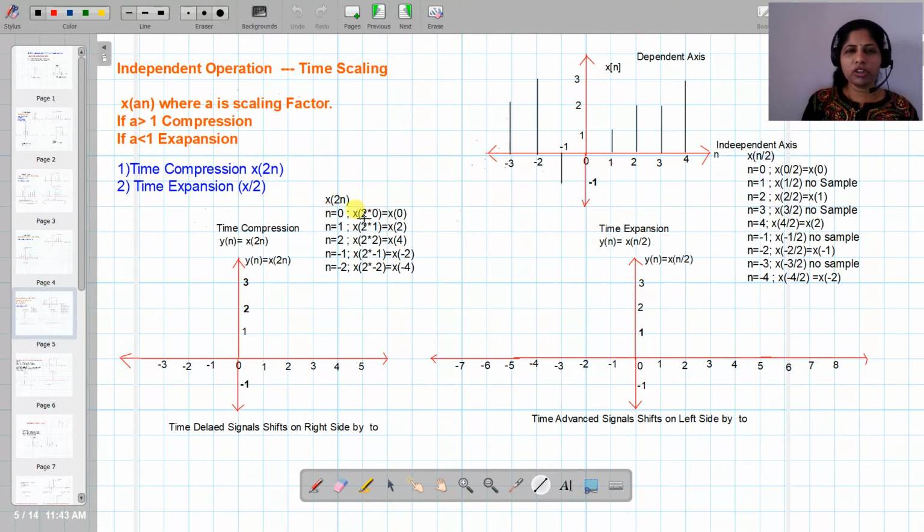So n is equal to 0, so 2 into 0 becomes x of 0. n is equal to 1, 2 into 1, x of 2. x of 4, x of minus 2. Here x means from our original signal, and this is y of n, because the equation is y of n is equal to x of 2n. So what we are getting, these all values are y of n. So y of 0 is equal to x of 0.